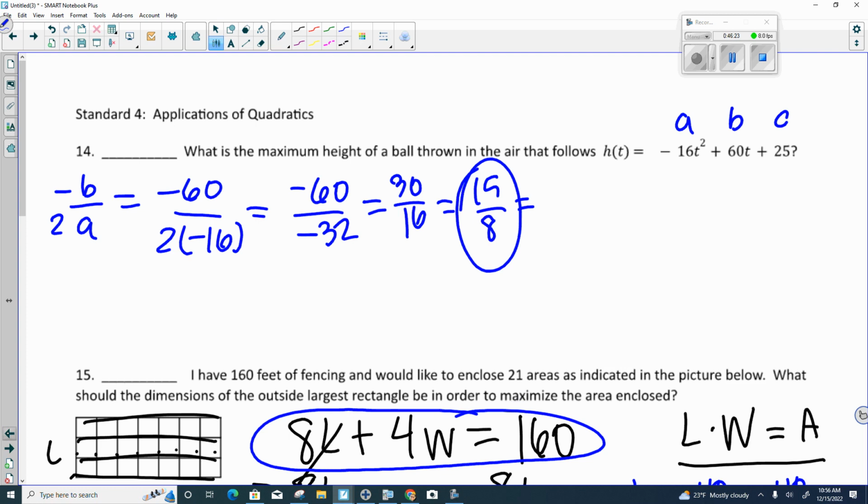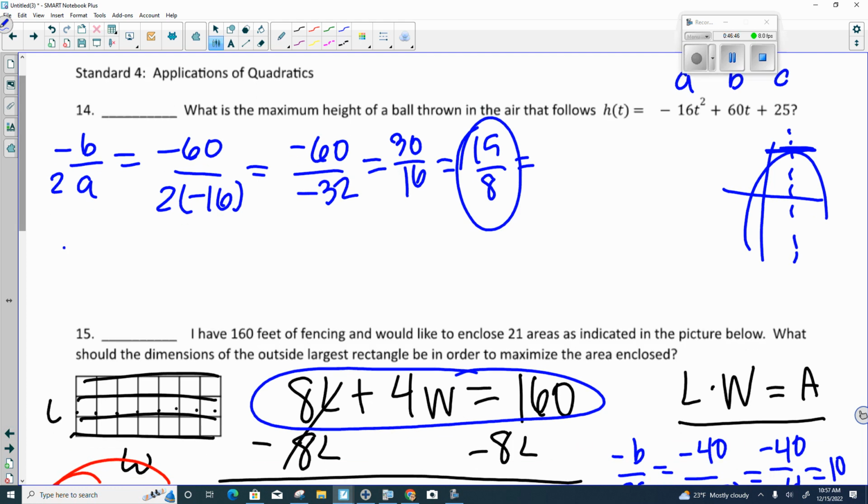All right, now once you find this value, that's just my axis of symmetry, right? If I've got this parabola, that's just telling me where it is. How do I find my y value? Yes? I'm going to find h of 15/8. Definitely had a typo in here somewhere. It wasn't supposed to be 15/8. But it is, so we're going to find it.